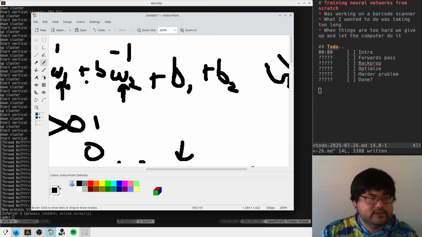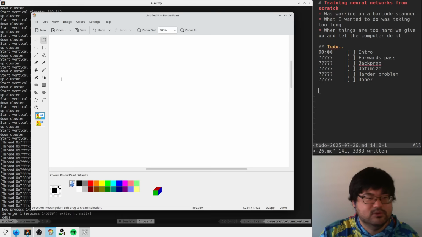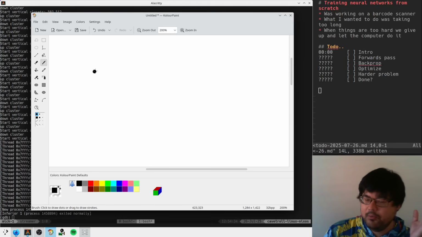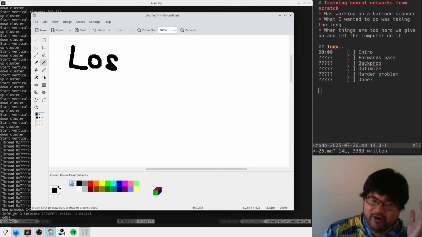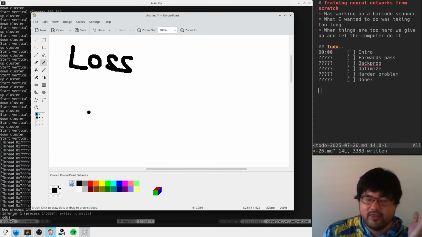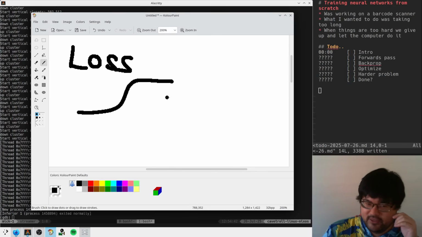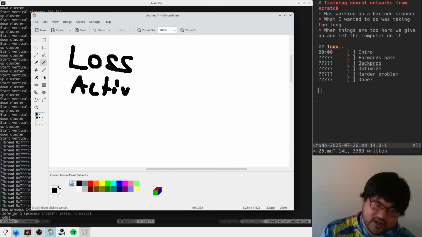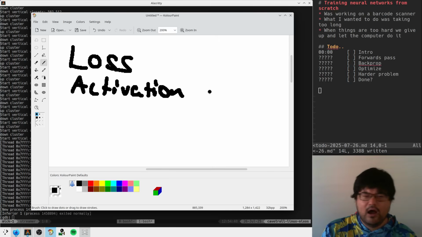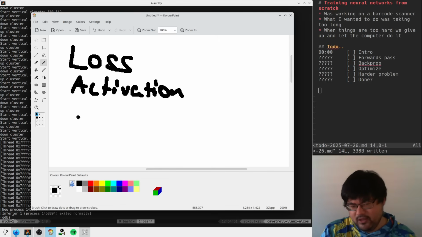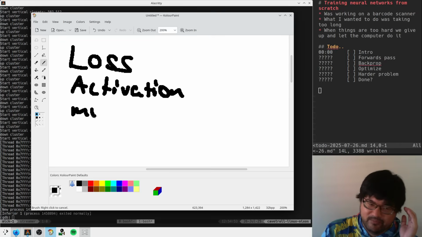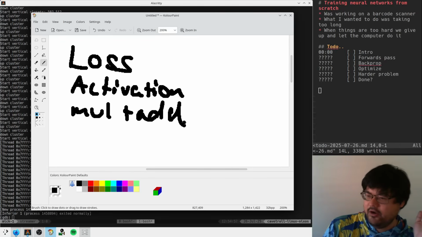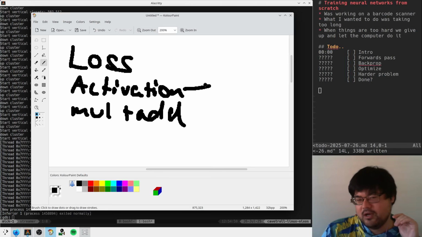Well, let's make some new space. What do we talk about? We have 3 things. There's loss, right? How wrong am I? There's this squiggly function, they call it activation. And then there's the multiply adds, right? Mul plus add.